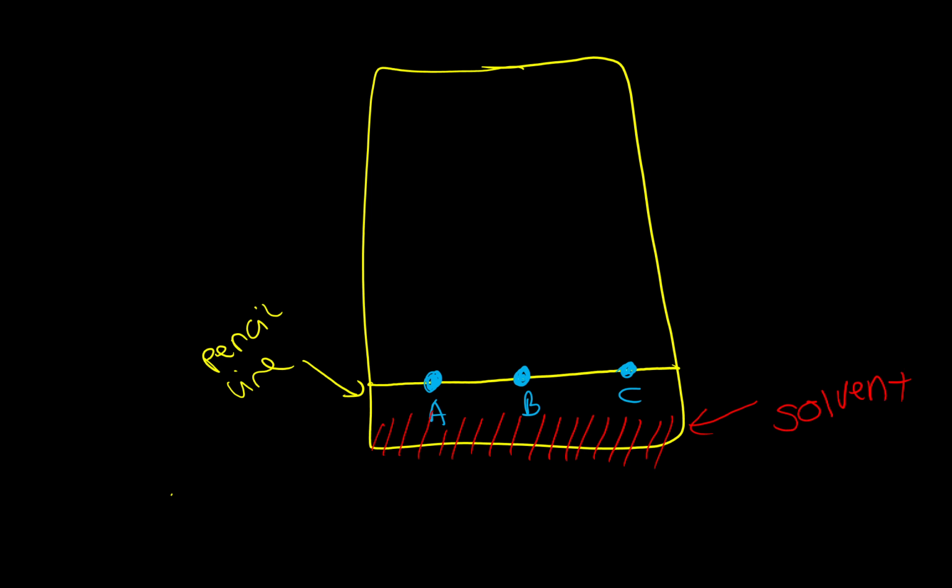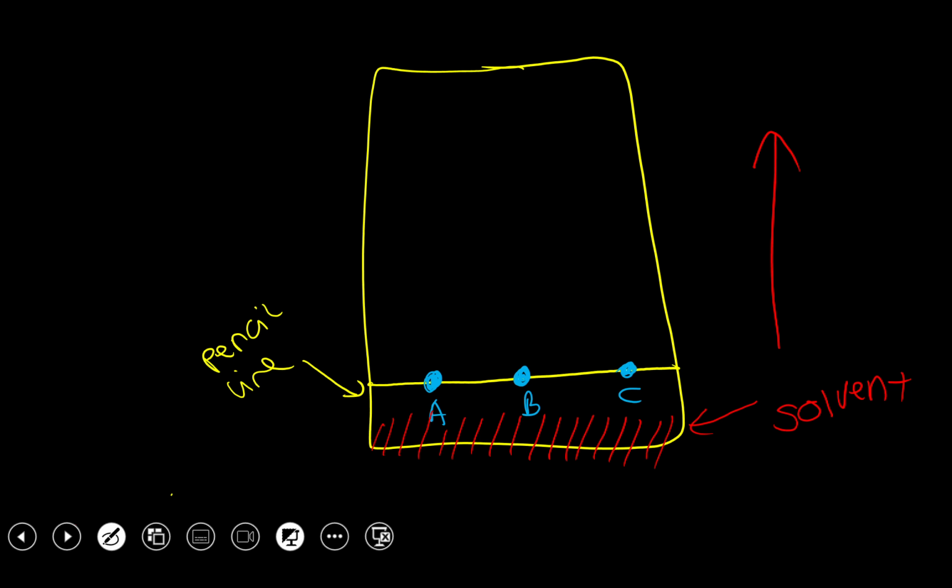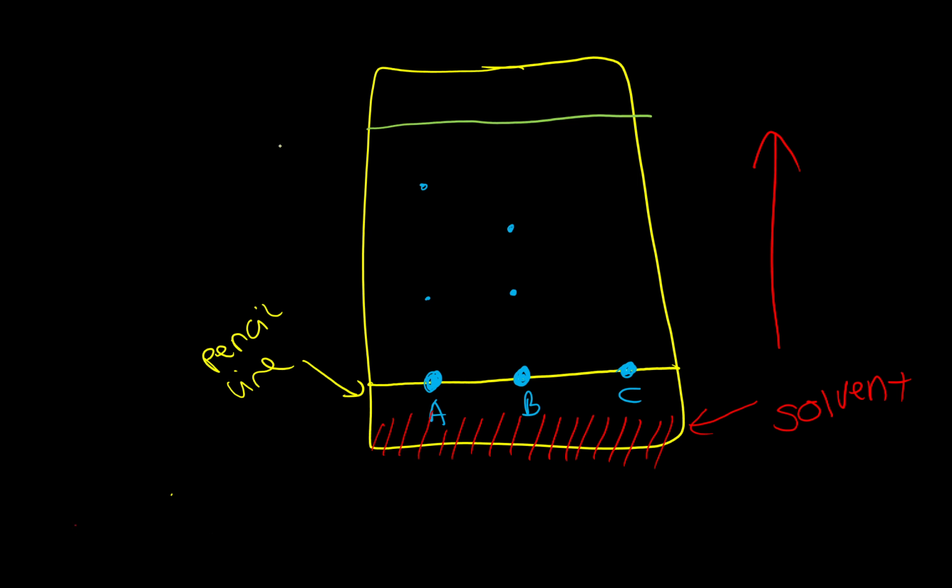Now what happens? Well, the solvent goes up, and as it goes up, it carries the inks, the pigments with it. As the pigments are going up, they form spots. For example, they might spot like this, etc. Now, where the solvent gets up to, let's say the solvent gets up to here, that's called the solvent front.